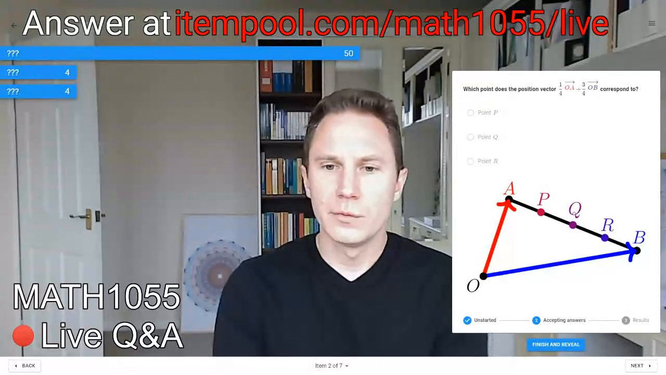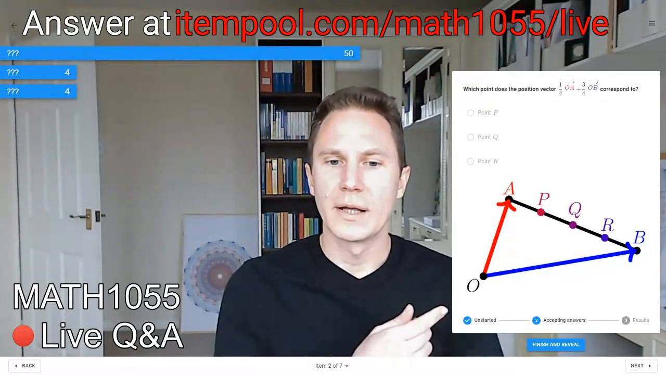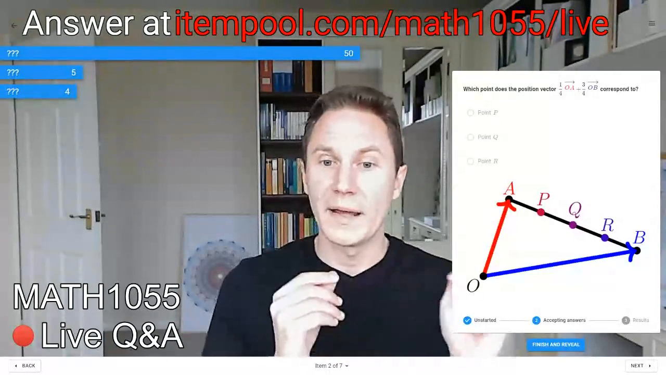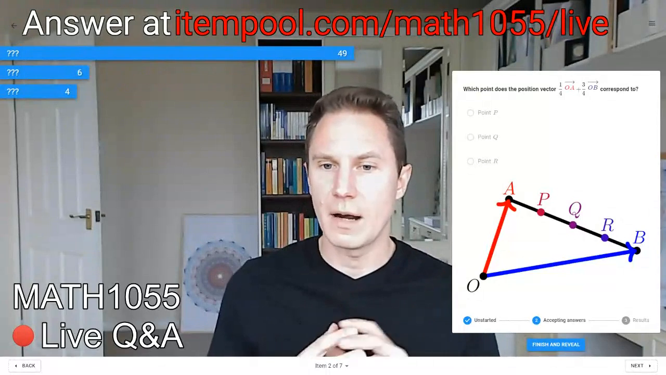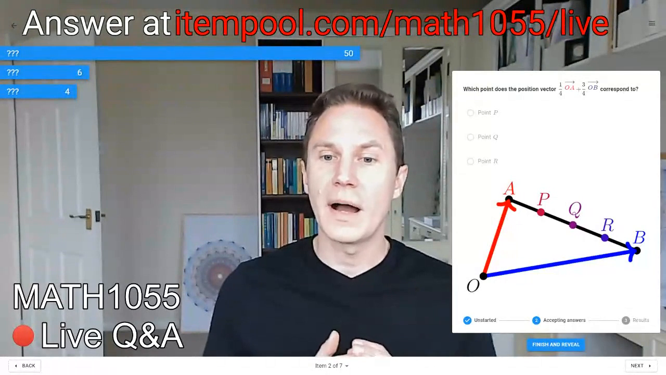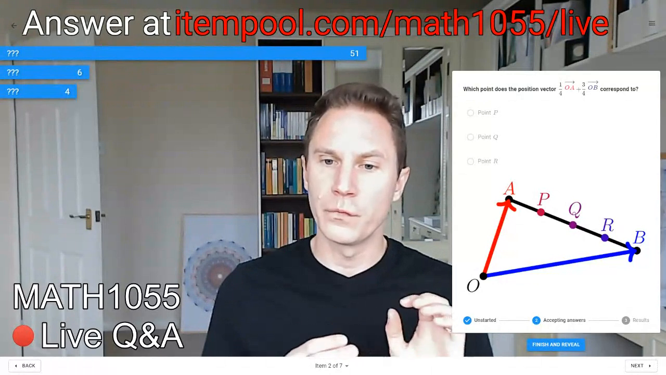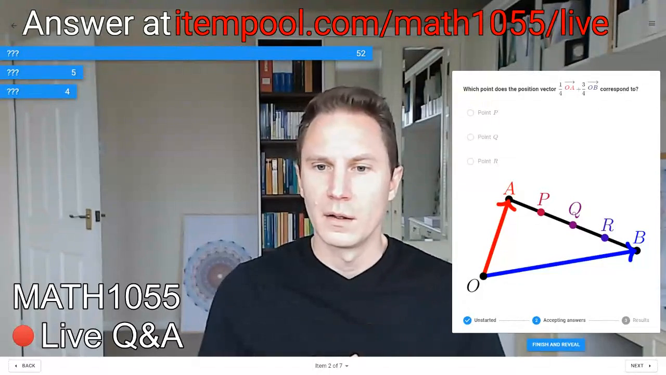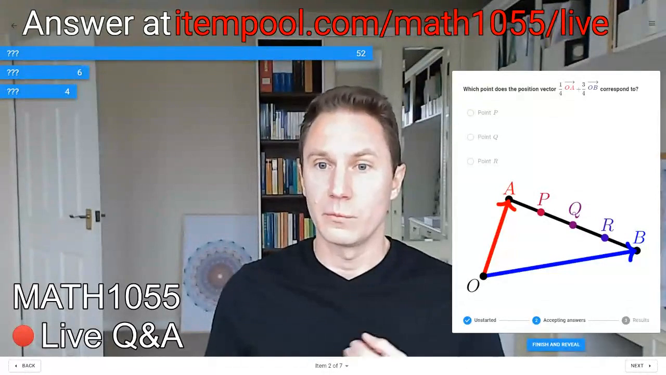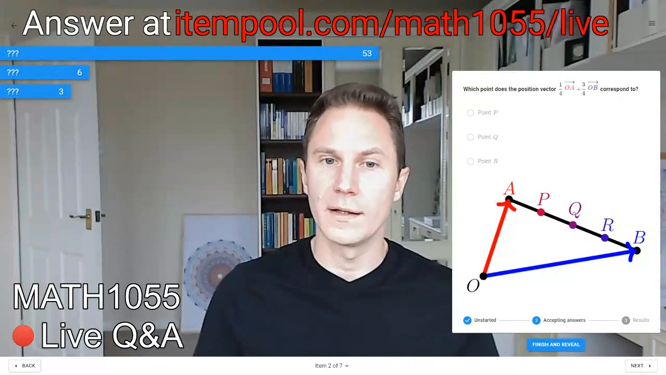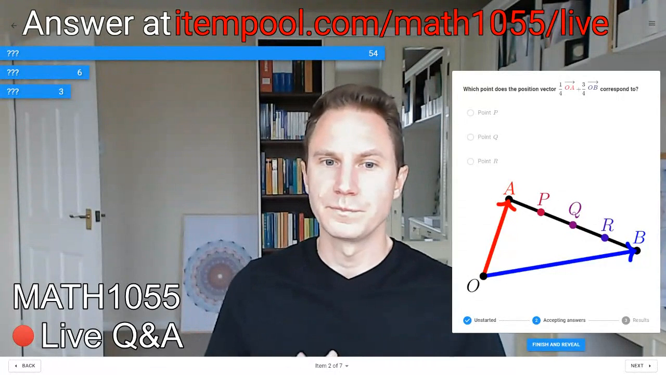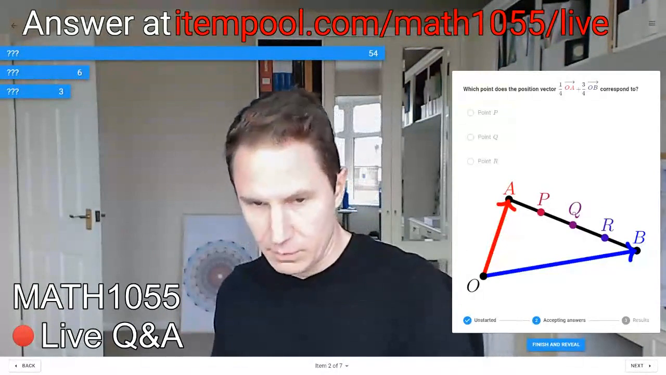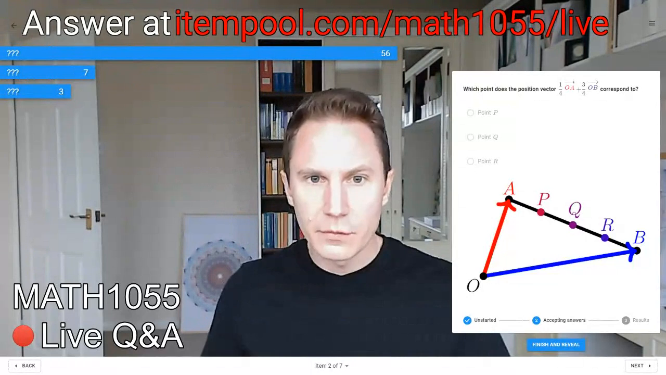You can probably see that there is a black line segment connecting A and B, and there are 3 points dividing that line segment into 4 equal parts. We have points P, Q, and R. The question is, which point does this linear combination of vectors point to? All right. In the meantime, let me just make a similar drawing for myself.